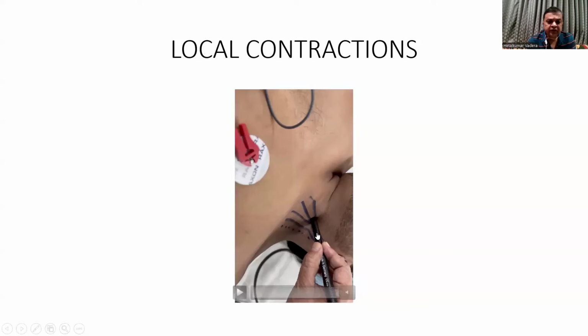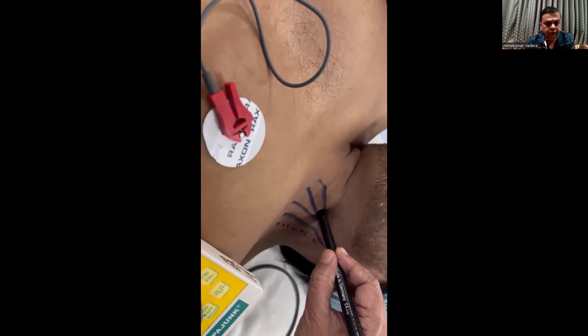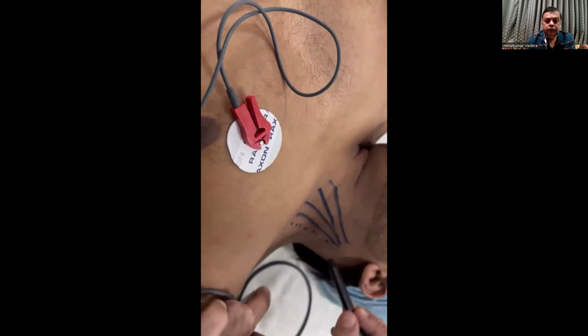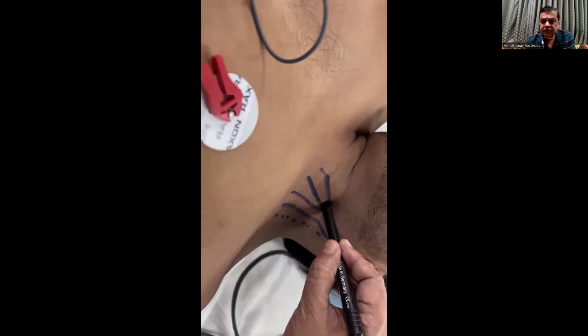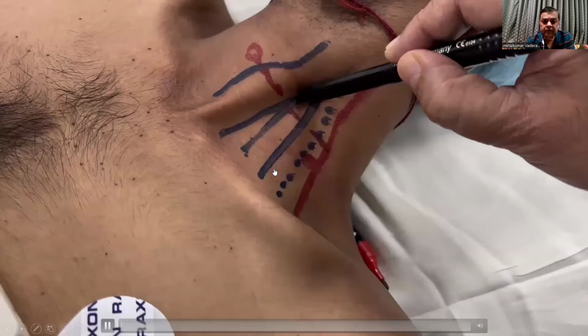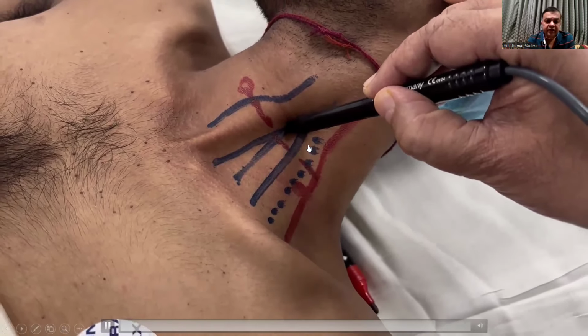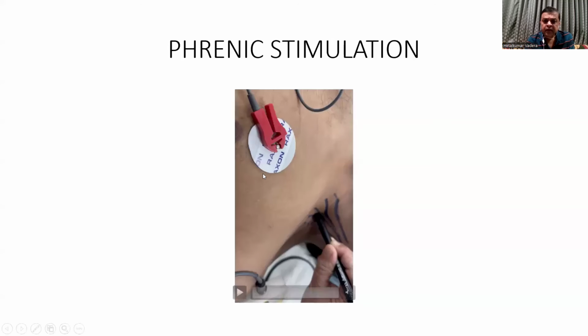Initially, when you put your needle, if you are too medially on the sternocleidomastoid, what you see is the local contraction. This is not desirable response. You are too medial, you have to go a little posterior and look for the response of either deltoid, pectoral muscles, or the biceps muscles. So this is not desirable response. Again, this is in another volunteer. You can see the local muscle contraction when it is on the sternocleidomastoid muscle. It is not a desirable response.